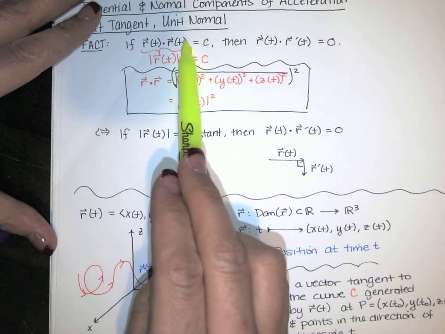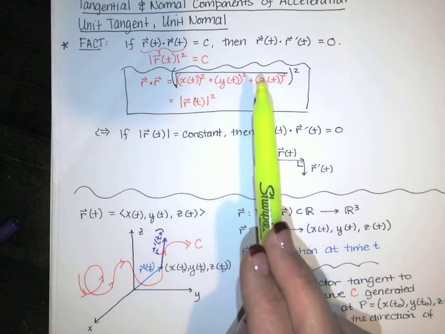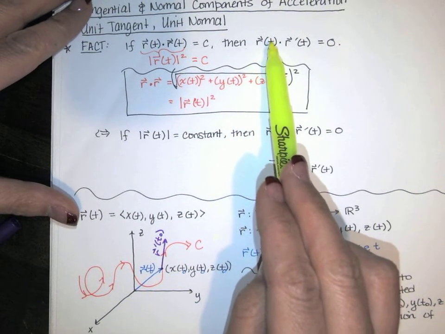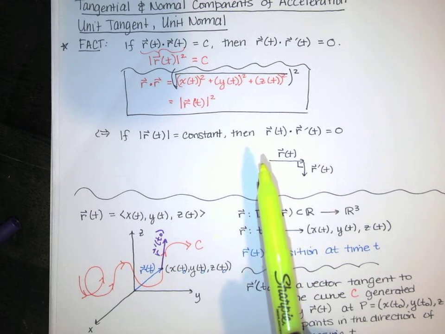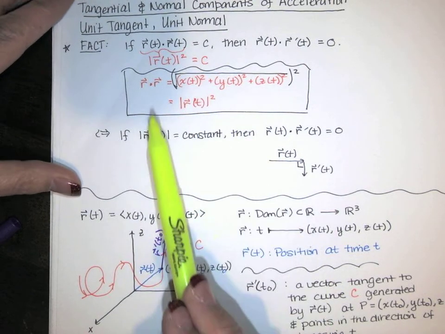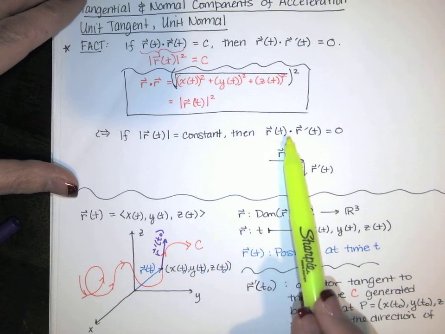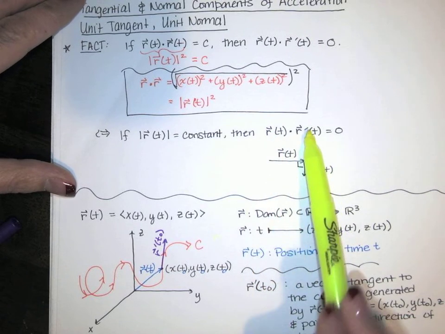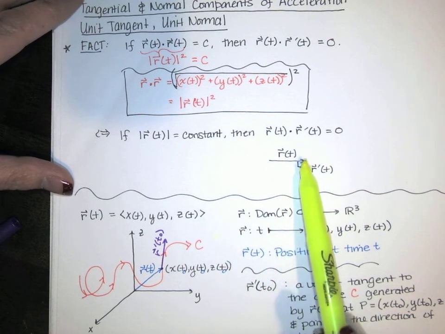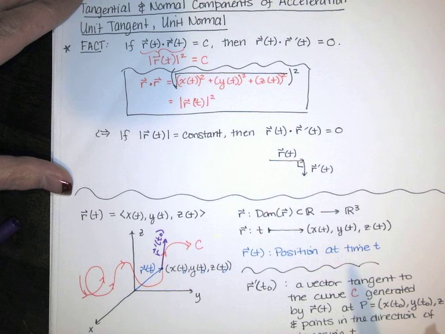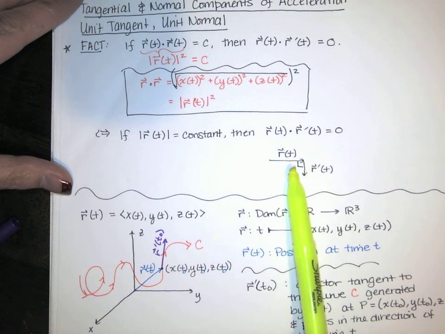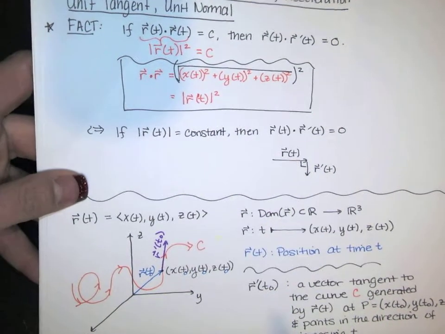This says if I take the dot product of a vector with itself and I get a constant, then the dot product of that vector and its derivative is 0. And what this means is the length of the vector is constant. And what this means is when I look at that vector and I look at its rate of change, the rate of change acts in at a 90-degree angle to the original vector.